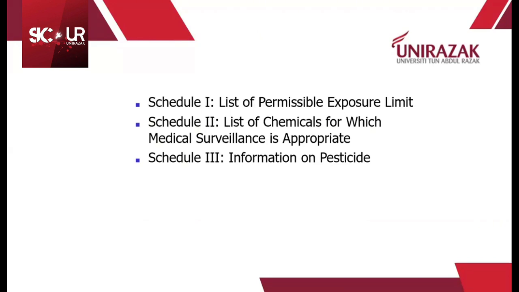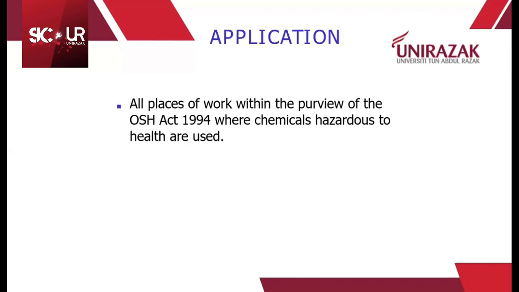So ada 12 part di bawah USECHH. Ada 3 jadual. Schedule 1, list of permissible exposure limit, PEL. Jadual 2 adalah berkaitan dengan list of chemical which medical surveillance is appropriate. Schedule 3, information of pesticide. Dulu pernah wujud ada DOSH nak memperkenalkan SIRAC, Simple Risk Assessment untuk chemical. Unfortunately telah ditarik balik sebab ada beberapa isu. So kita akan tengok kemudian lah.